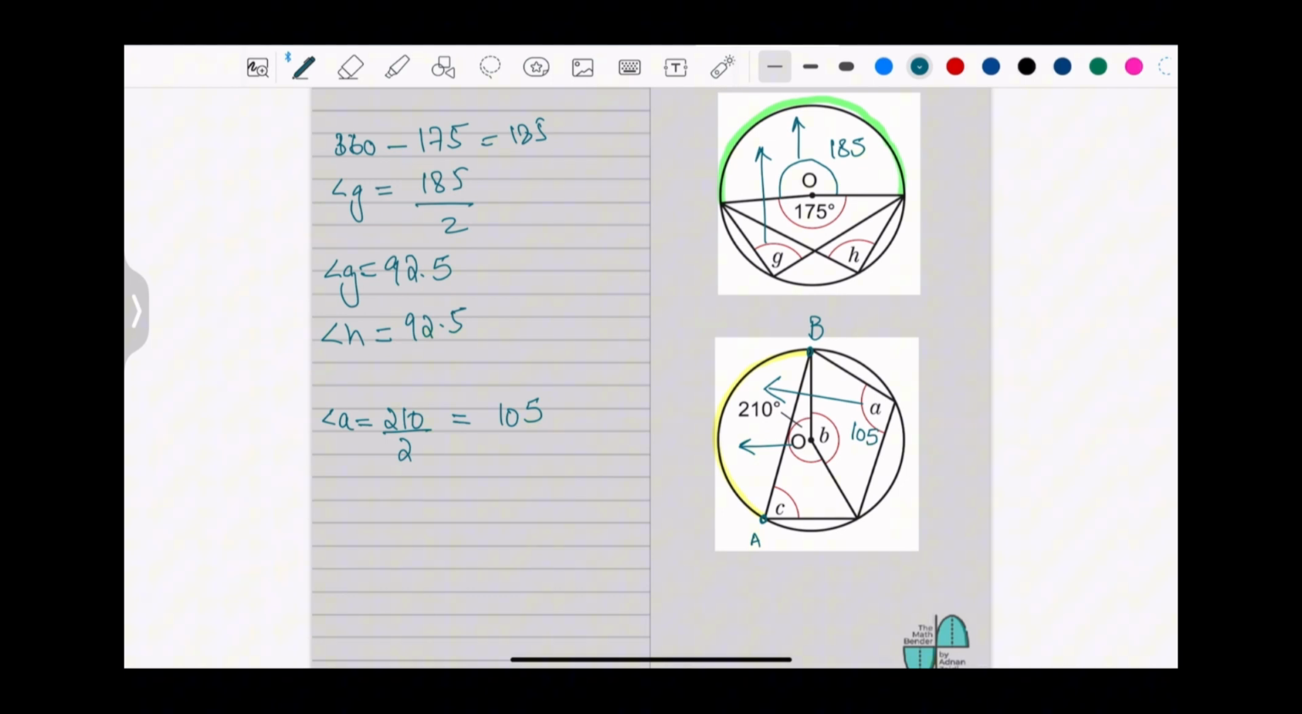Angle B, since it's a whole complete rotation at the center, is going to be 360 minus 210, which gives you 150. So this is 150. Now highlight another arc, and as you can see, angle B is facing that arc at the center, which is 150 degrees. And angle C is facing the same arc using these same two points.